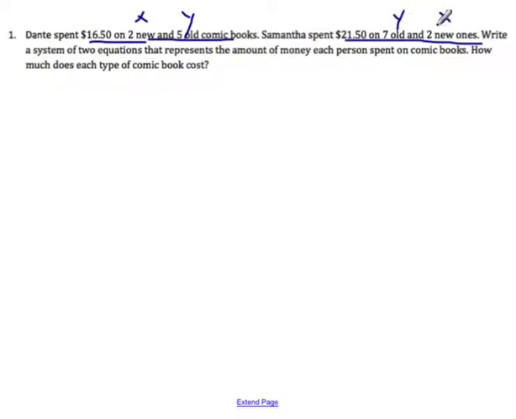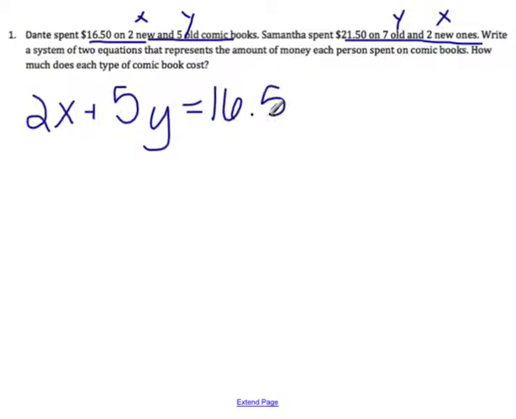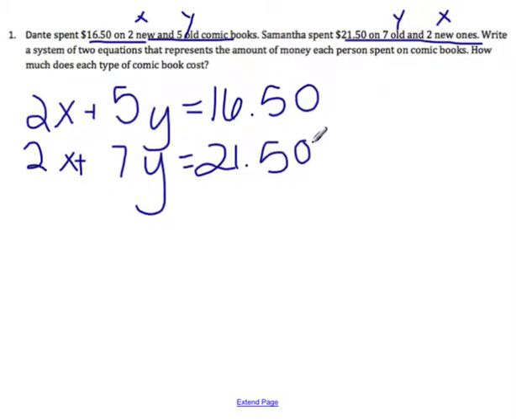So now we need to write a system of equations that says how much each type of book costs, and then we're going to solve it. For every X new comic book, it's going to be an X price, and we're going to buy 2 of them. And then at the Y price, we're going to buy 5 of them. And that's going to be equal to $16.50. Then at the X price of the new, we're going to buy 2. This is for Samantha now. And for the Y price of the old, we're going to buy 7. And that's equal to $21.50.